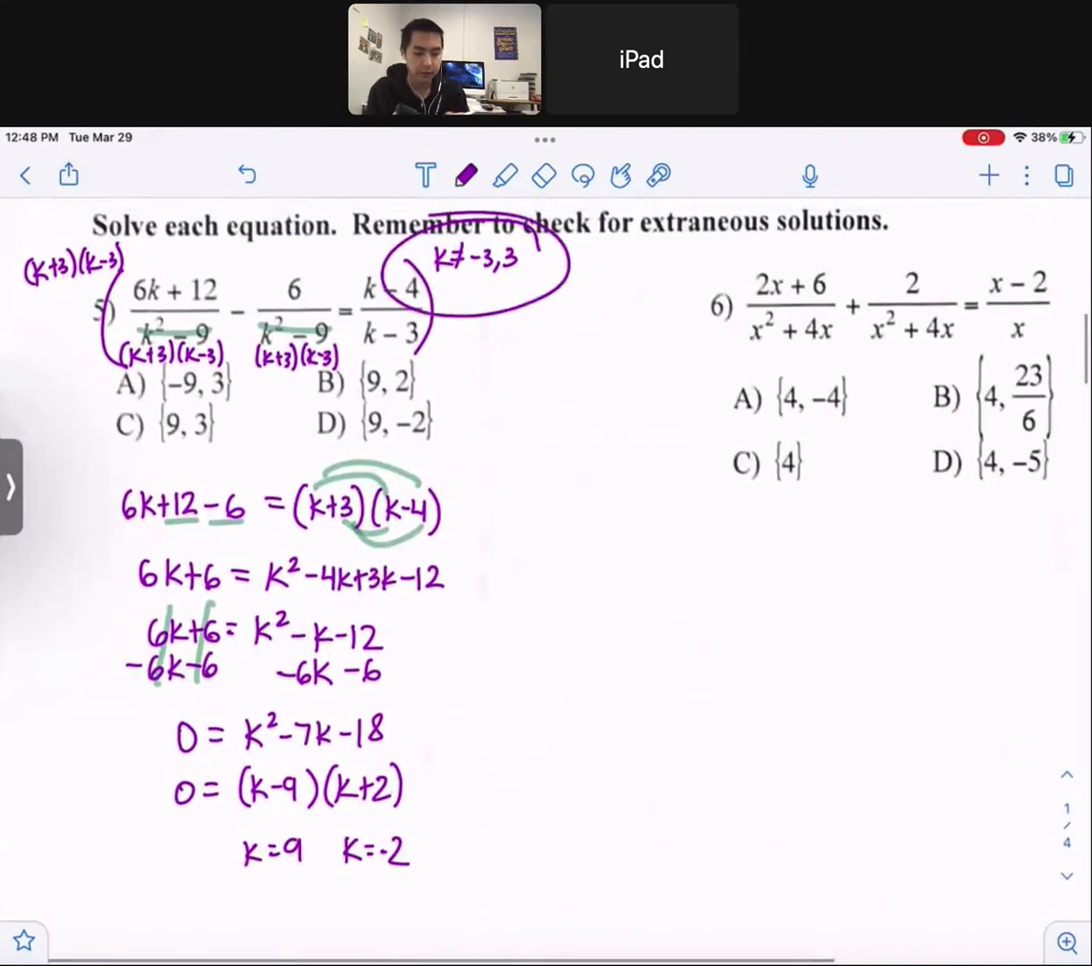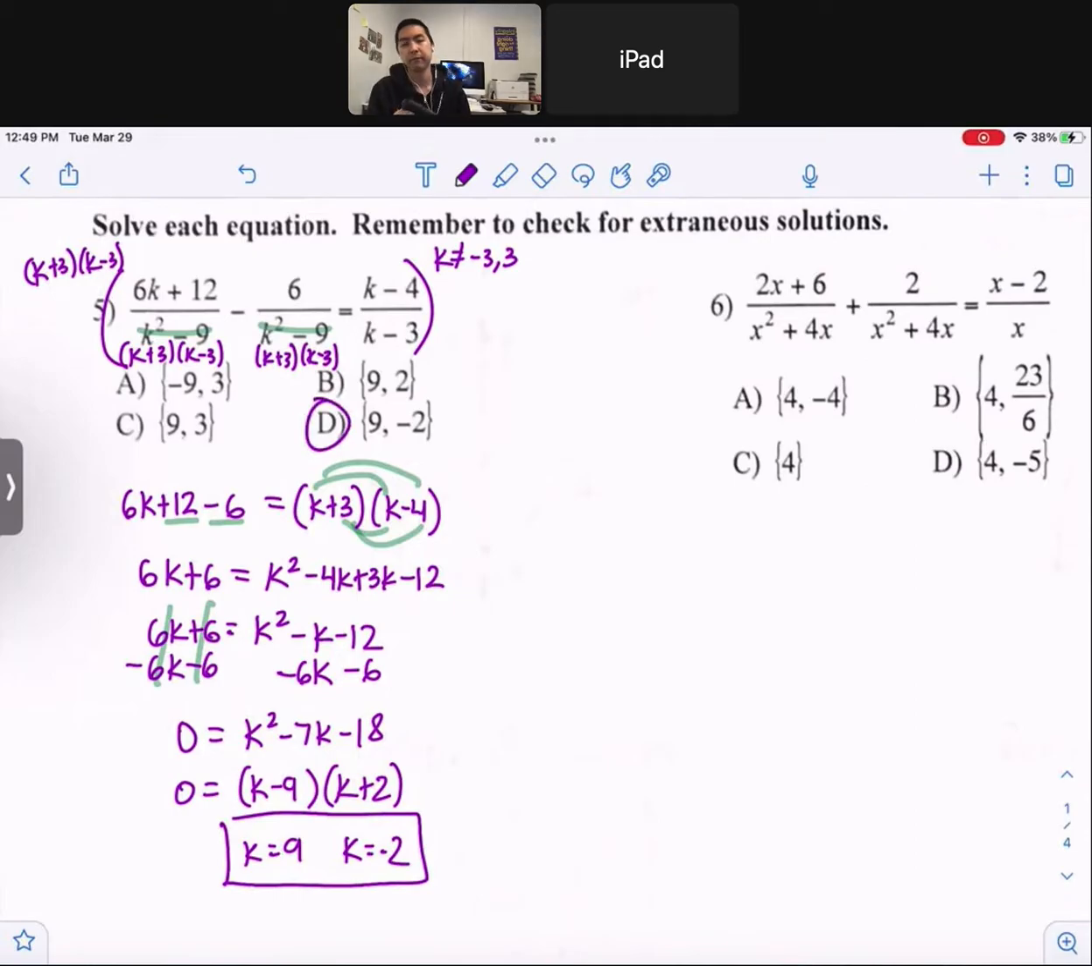In the beginning, we said k cannot be negative 3 and 3, so we're perfectly fine. So our final answer is going to be D.